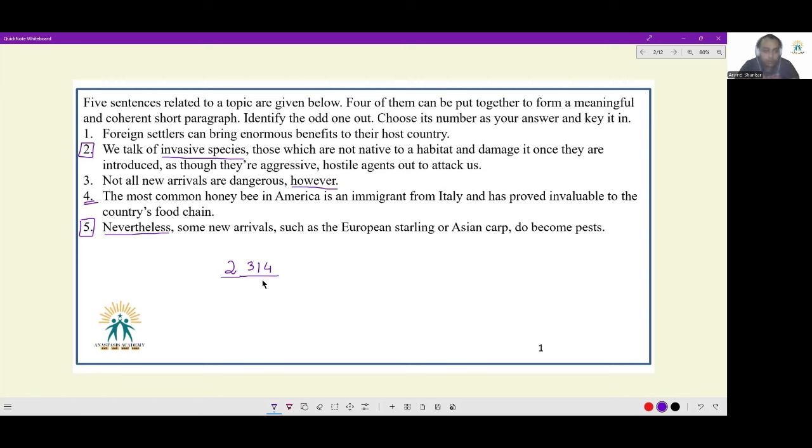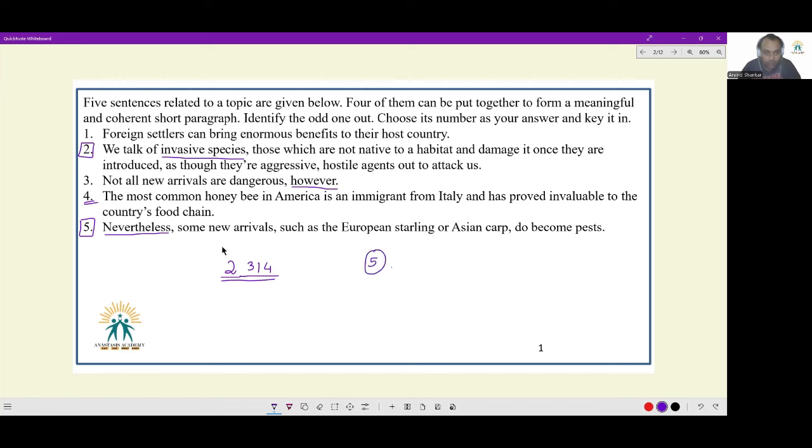Let me read. We talk of invasive species which are not native to a habitat and damage it once they are introduced, as though they are aggressive, hostile agents out to attack us. Not all new arrivals are dangerous, however. Foreign settlers can bring enormous benefits to their host country. The most common honeybee in America is an immigrant from Italy and has proved invaluable to the country's food chain. Absolutely. This order makes sense. The odd one out here will be 5.